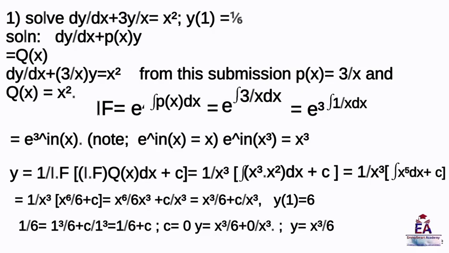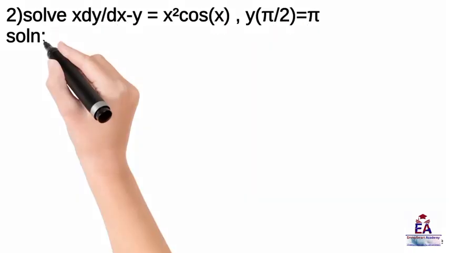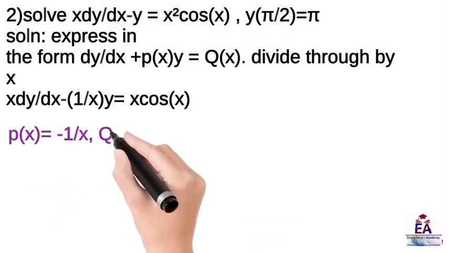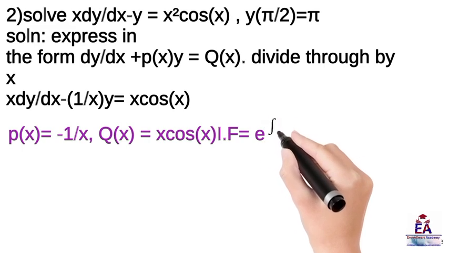Let's look at the second question. The second question says something very important for us. Solve x dy/dx minus y equal to x squared cos x, where y of pi over 2 is equal to pi. So we have to express it in our normal form dy/dx plus p of x times y equals q of x. So we divide through by x.